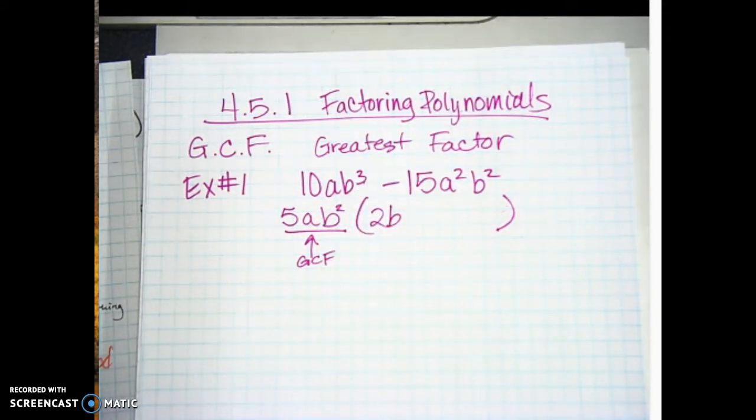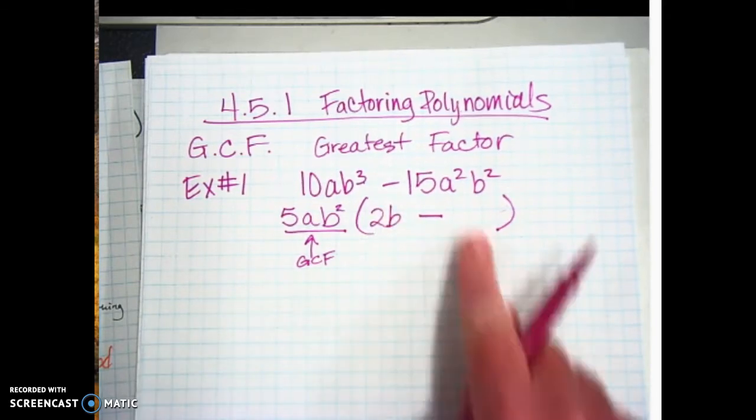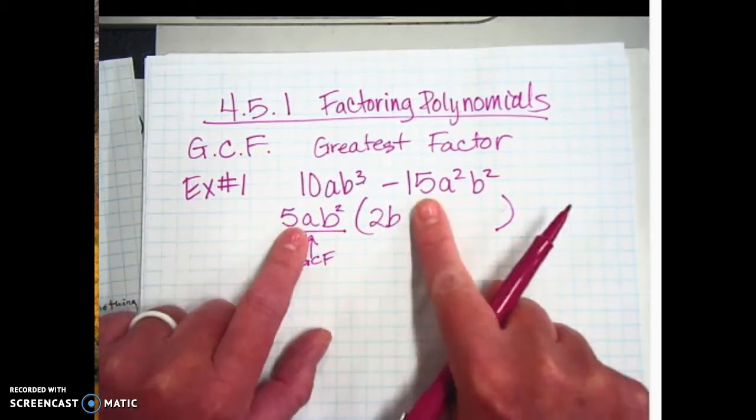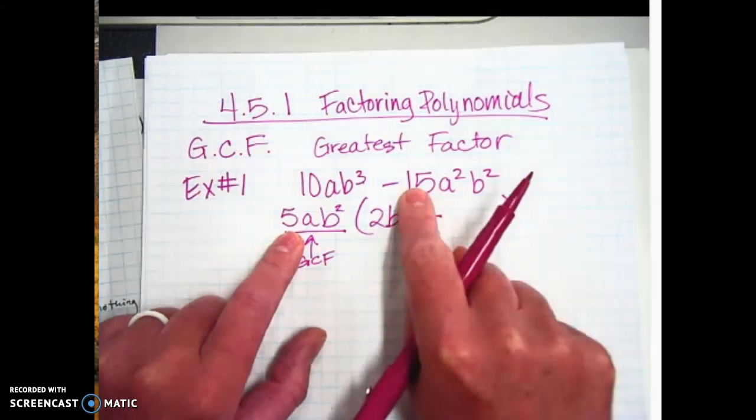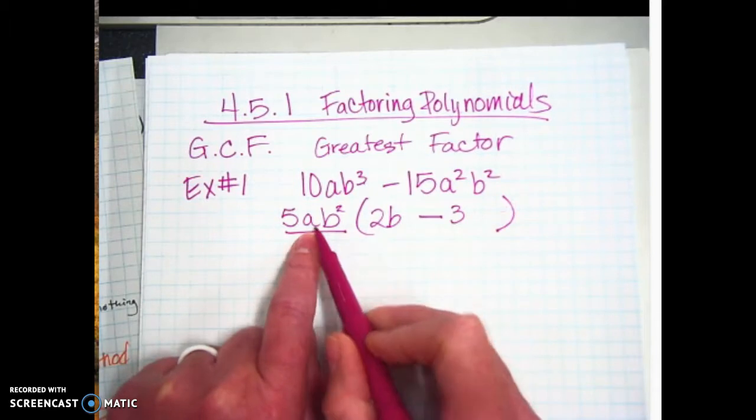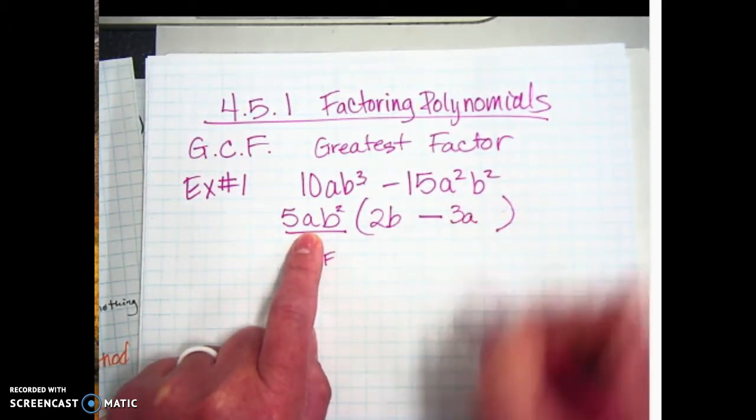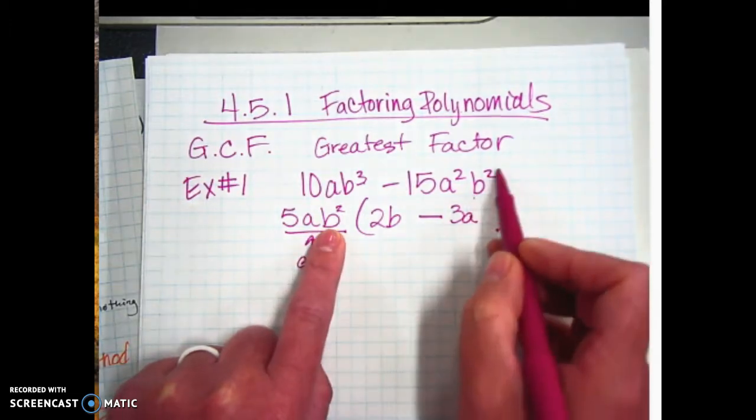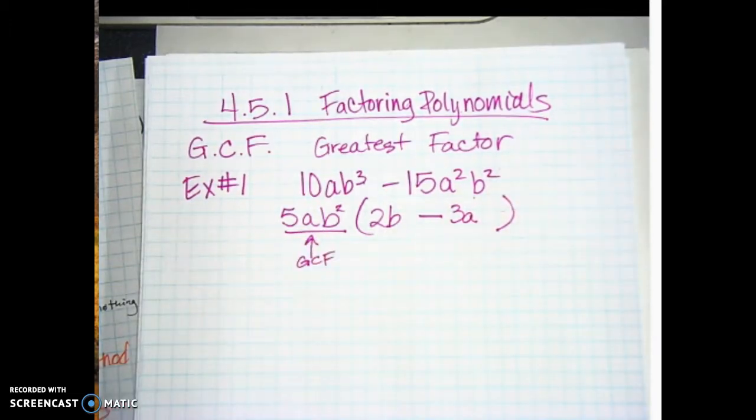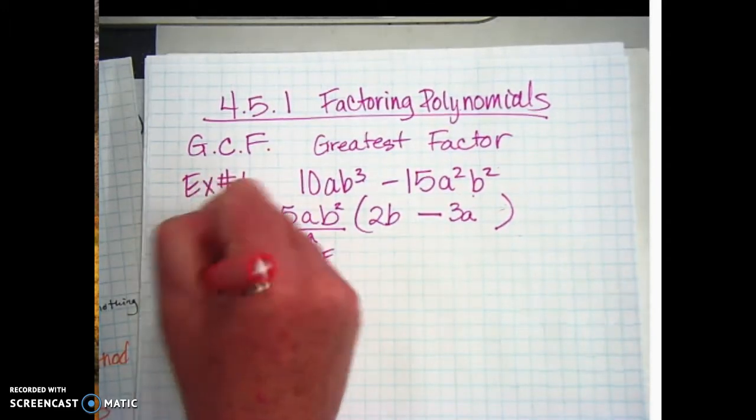You got that? Okay. Minus, because there's a minus sign there, the second term. So what would you multiply 5 by to get to the 15? 3. Okay. We have an a to the first here and an a to the second, so we're going to have an a to the first here, and then b squared and b squared, so we're good there. All right. Now let's talk about example number 2.